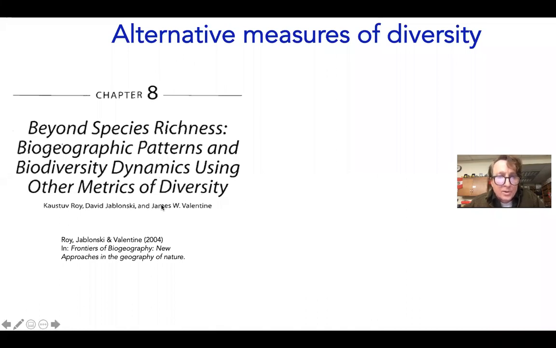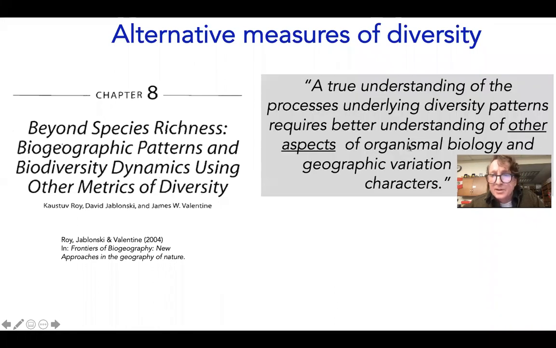So I wanted to point you to this very nice chapter. It's in a book called Frontiers of Biogeography, New Approaches to the Geography of Nature. It's actually from paleontologists here, but the title of the chapter is Beyond Species Richness. In this chapter, they do a very good job arguing that a true understanding of the processes underlying diversity patterns requires a better understanding of other aspects of organismal biology and geographic variation in these characters.